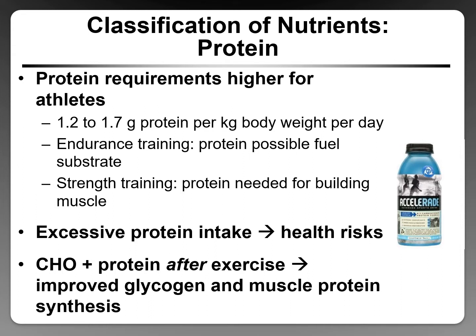Excessive protein is also going to provide some risk for the kidneys by having them filter more and more. Putting that strain on the kidneys can be caused by excessive protein intake. So there are some health risks to consider as well. But taking carbohydrate and protein together after exercise is going to be the greatest thing you can do to improve glycogen and muscle protein synthesis following that exercise bout or performance.